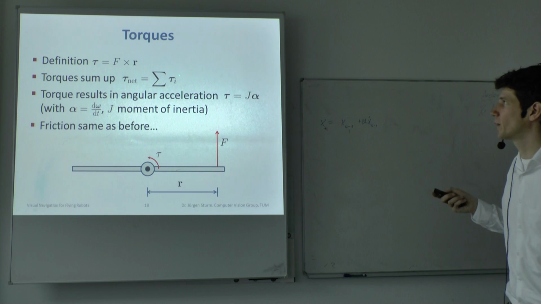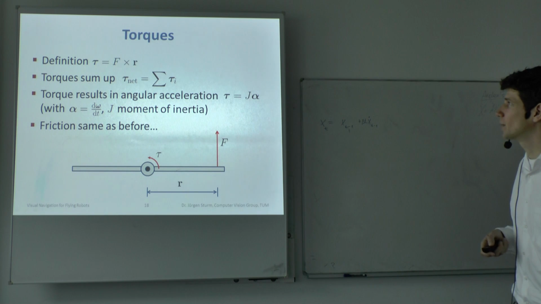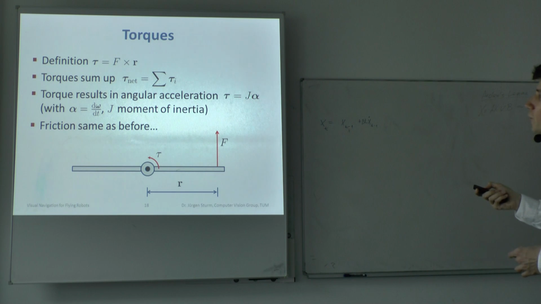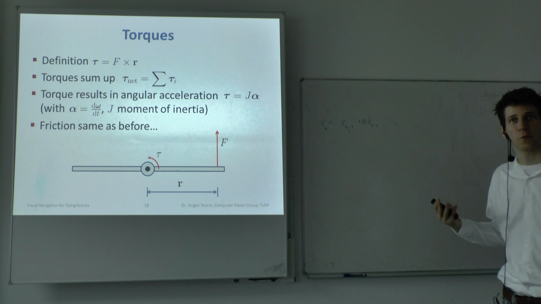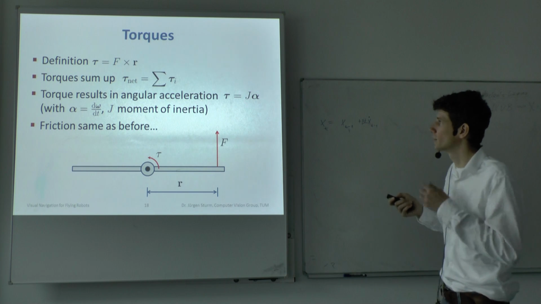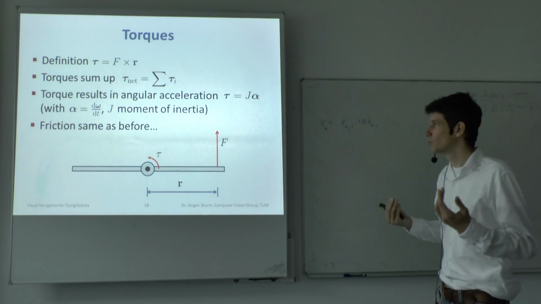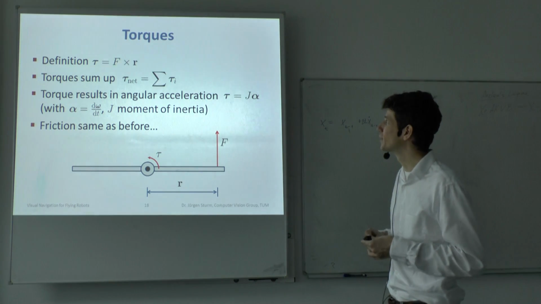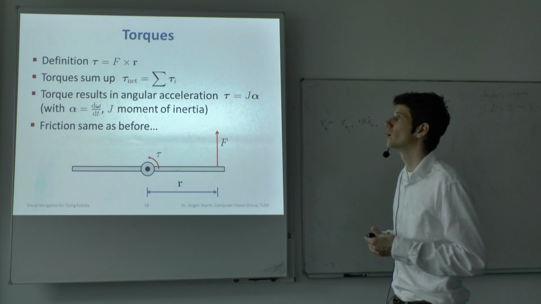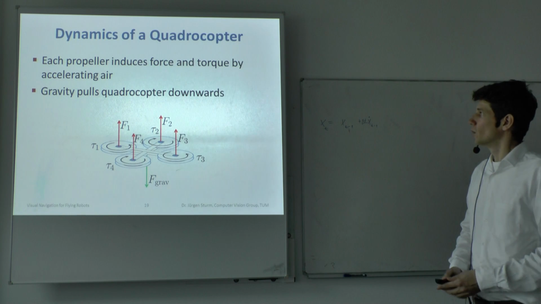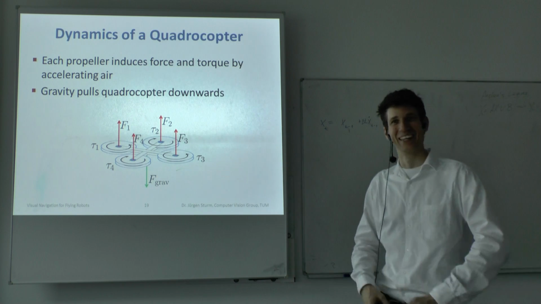As I said, the torques sum up, and there is this formula that relates the torque to the angular acceleration. And as I said, the actual angular acceleration also depends on the inertia of an object, which mostly relates to its mass. And then also for the torque, you can have friction. Similarly, a damping friction or a static friction, and so on. Good. And what has all of this to do with quadrocopters?